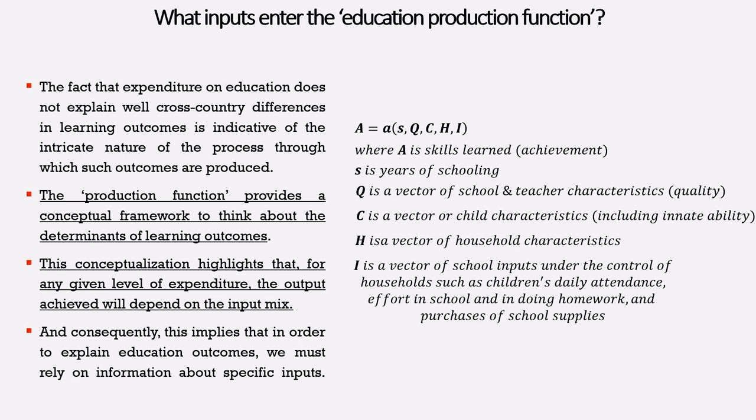So for example, we looked at this production function where A is the skills learned and it is a function of schooling, years of schooling small s, the school and teacher characteristics Q, which refers to the quality of schooling, capital C, which is a vector of child characteristics, so the innate ability of the child, the intrinsic talent and skills of the child, H as a vector of household characteristics, and I as a vector of school inputs, which is under the control of households, such as children's daily attendance, effort in school, doing homework, purchase of school supplies, and so on.